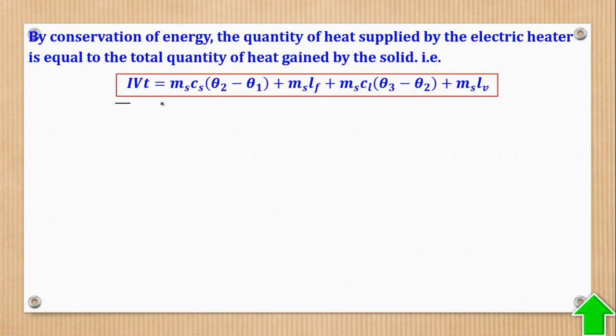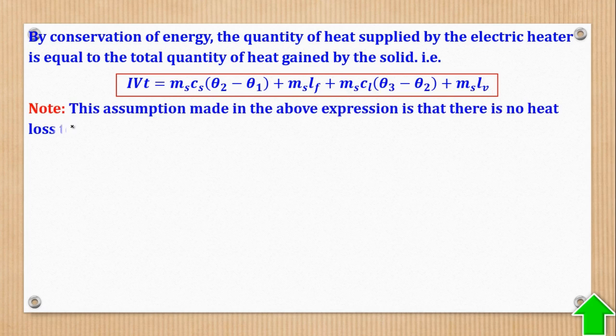So I think you realize that now this equation becomes easier to quote if you illustrate. Note that the assumption made in the above expression is that there is no heat loss to the surroundings. There are two cases while dealing with the calculations. One, it can be assumed that the heat loss to the surrounding is negligible. That is one part of the calculation. Or it can be assumed that the heat loss to the surrounding is significant.